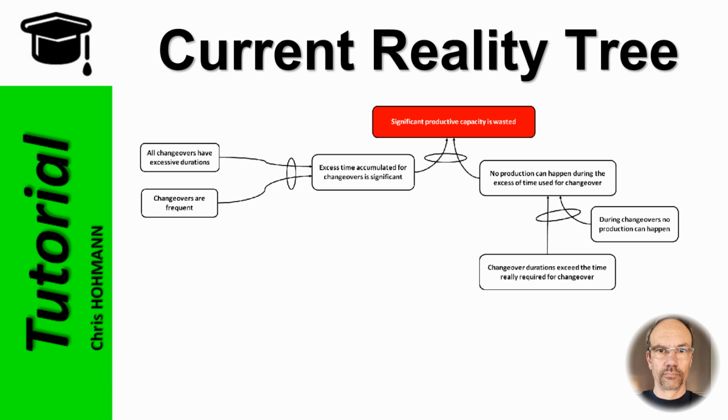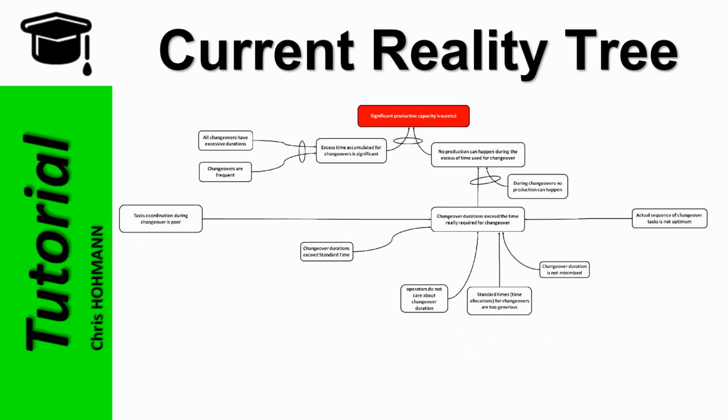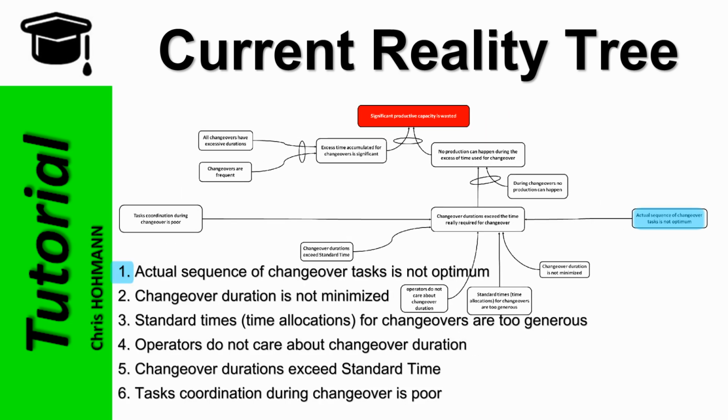We now want to drill down to the causes why changeover durations exceed the time really required for a changeover. Our findings reveal 6 causes. I read clockwise. Actual sequence of changeover task is not optimum. Changeover duration is not minimized. Standard times, which means time allocations for changeovers, are too generous. Operators do not care about changeover duration. Changeover durations exceed standard time. And task coordination during changeover is poor.